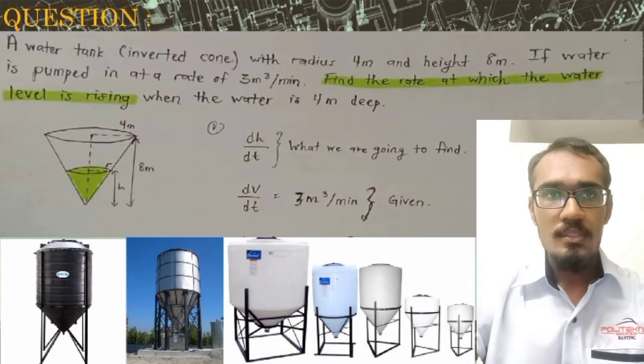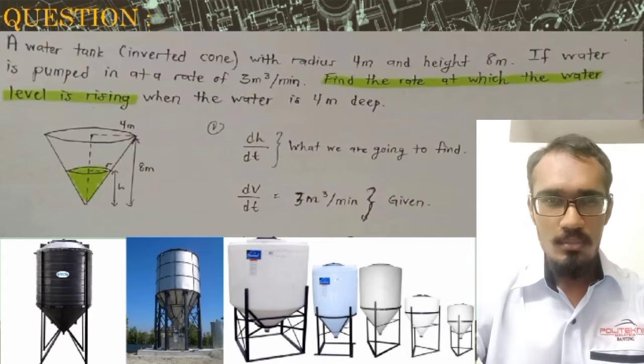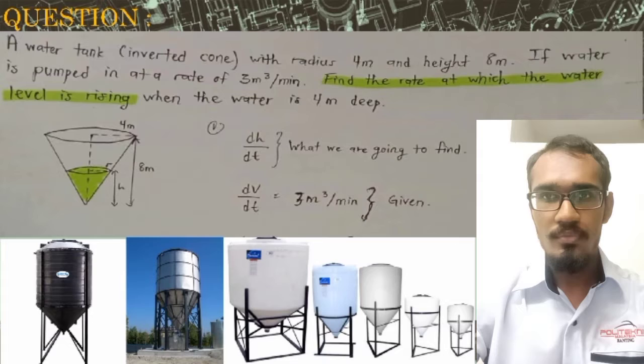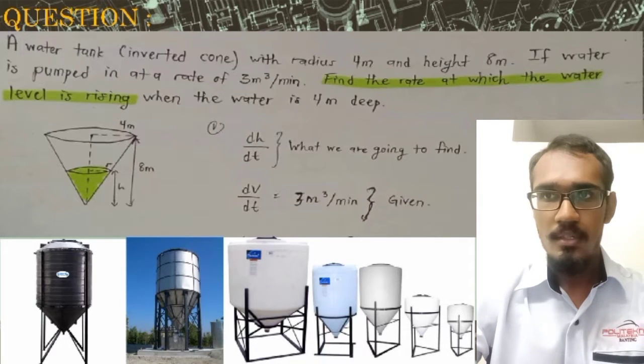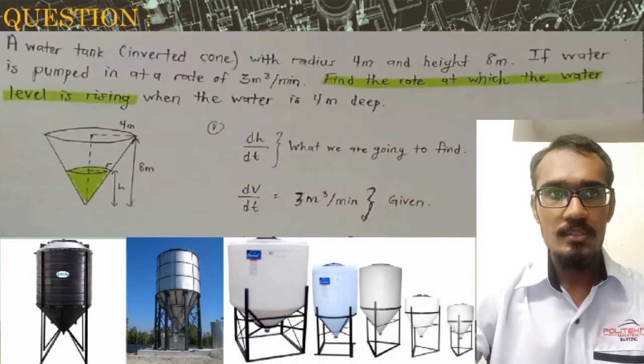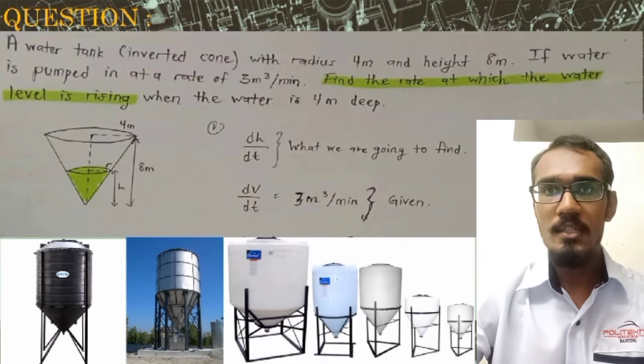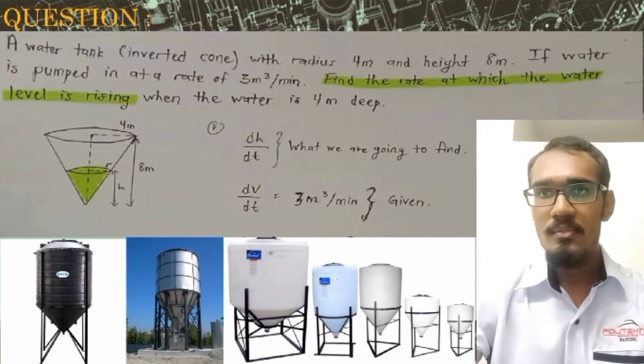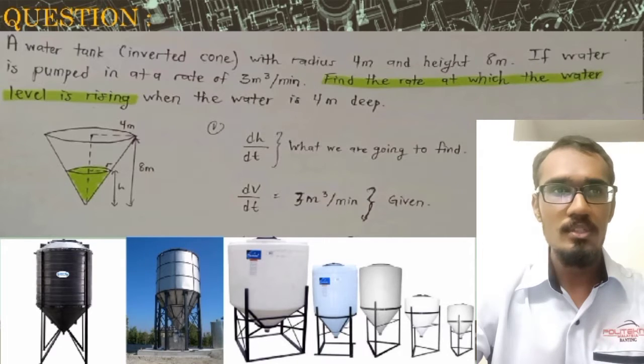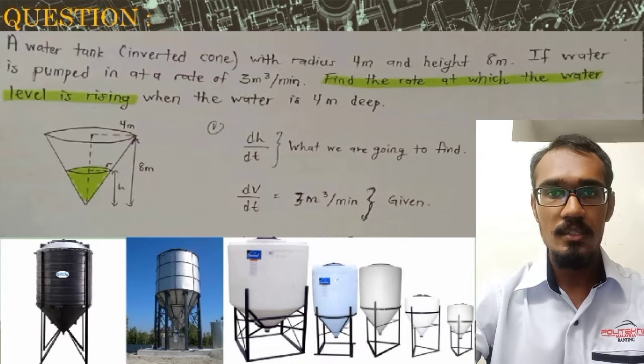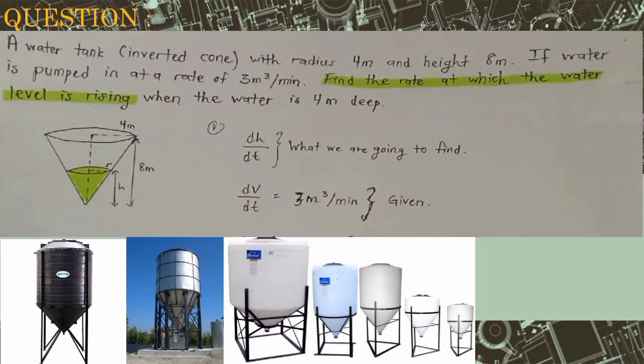I will move on to the question of differentiation rate of change. So the question is, a water tank is an inverted cone with a radius of 4 meters and a height of 8 meters. If water is pumped in at a rate of 3 meter cubed per minute, find the rate at which the water level is rising when the water is 4 meters deep.